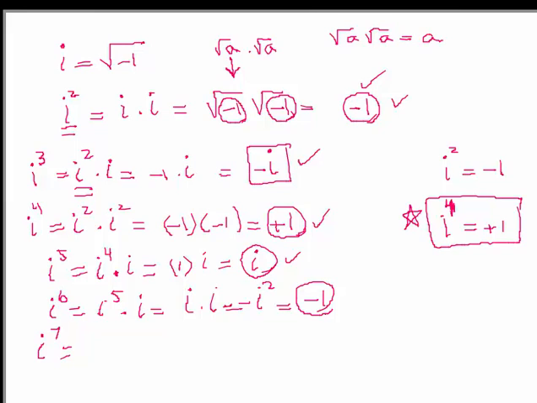So i to the power of 7 would be i to the power of 6 times i. i to the power of 6 is minus 1, and the other one is i, so that would be minus i.